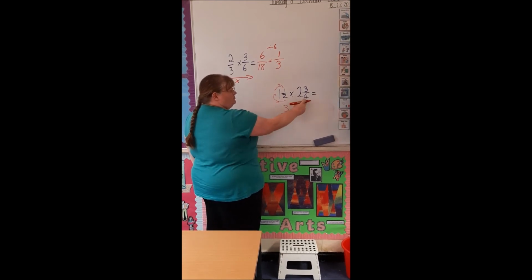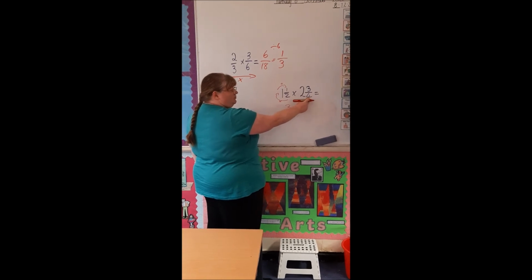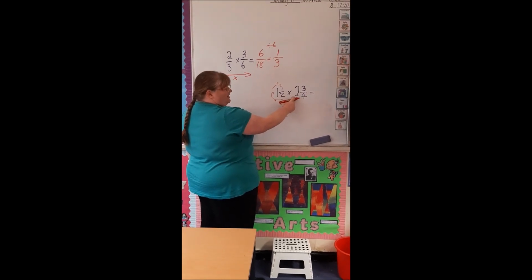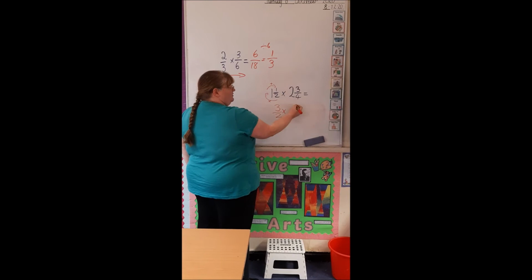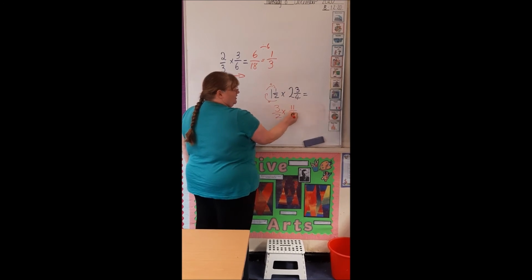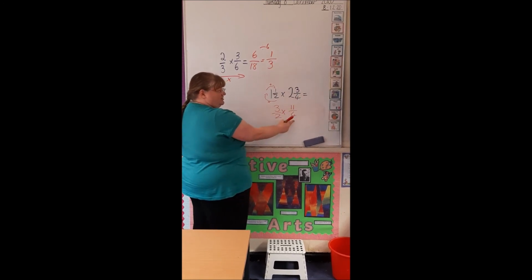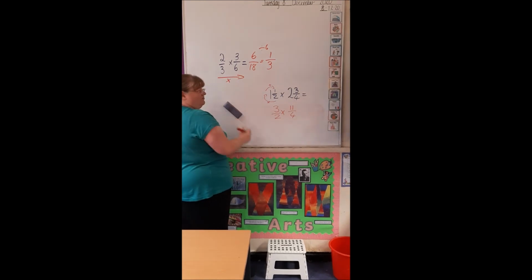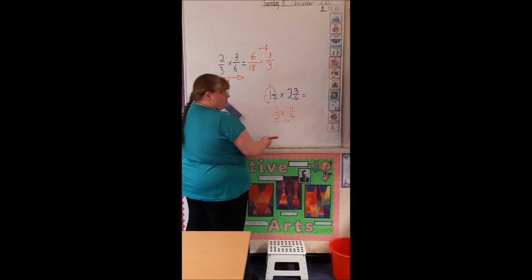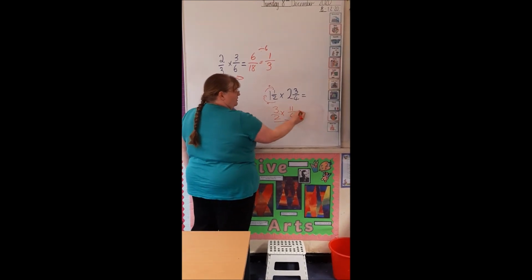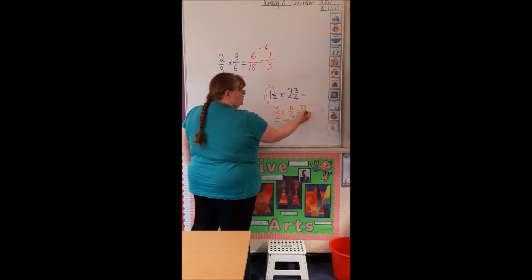We're then going to times, and then again, same here, change it to an improper. 4 multiplied by 2 is 8. 8 add 3 gives us 11. And again, the denominator stays the same. Then just like we have done on all the previous ones, you multiply straight across. 3 multiplied by 11 is 33. 2 multiplied by 4 is 8.